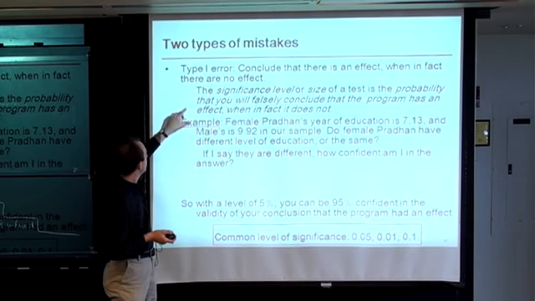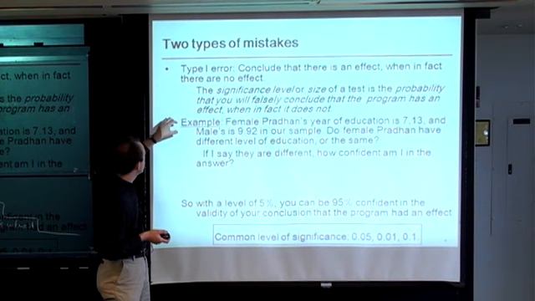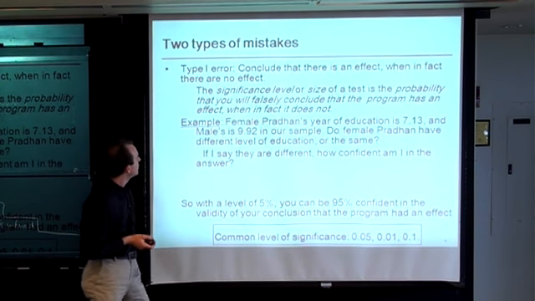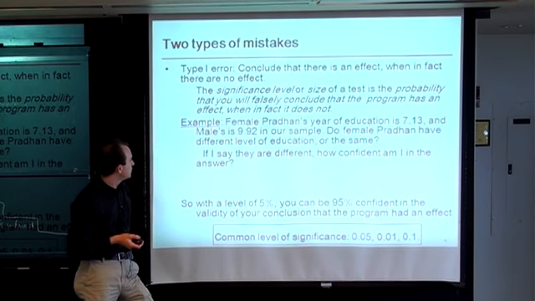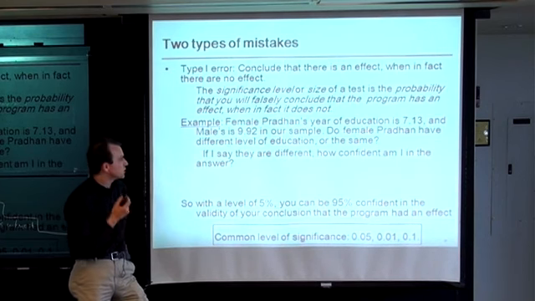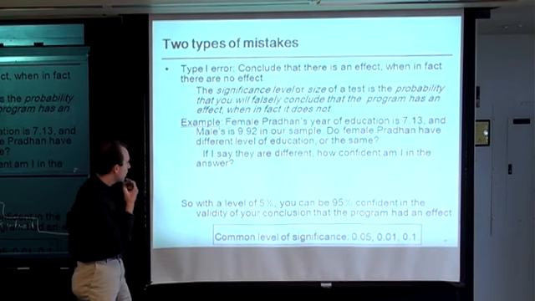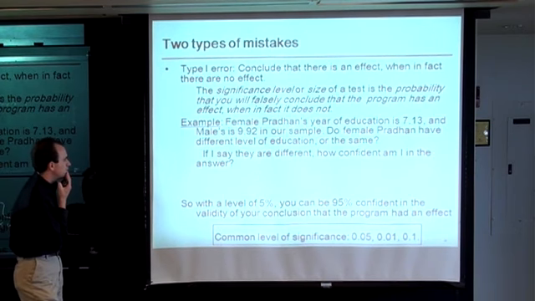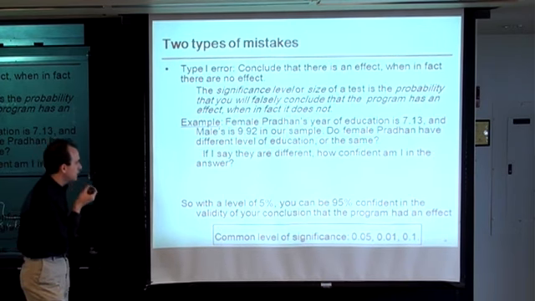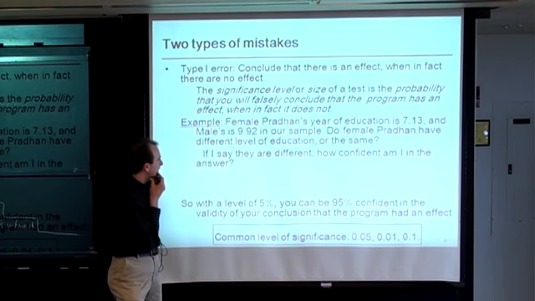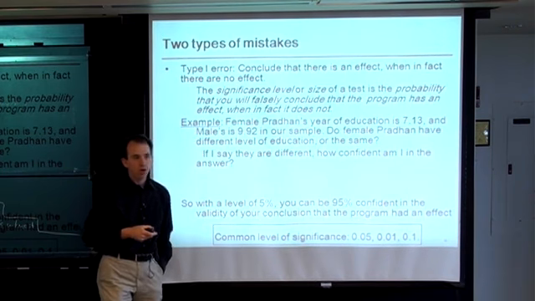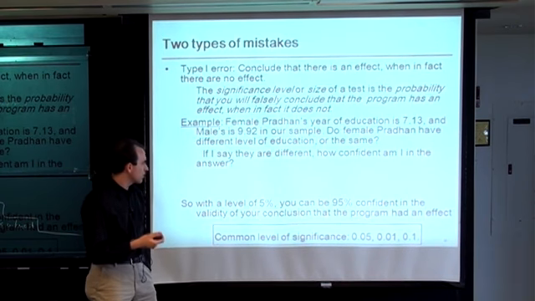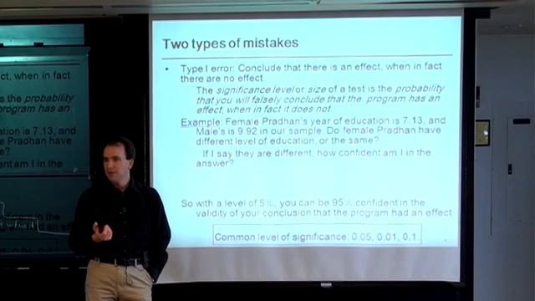So in some sense, that's what we mean by a... so that's in some sense what a type 1 error is. A type 1 error is the probability that you're going to detect an effect when in fact there's not. And so the typical levels that you may see are 5%, 1%, or 10% significance levels.